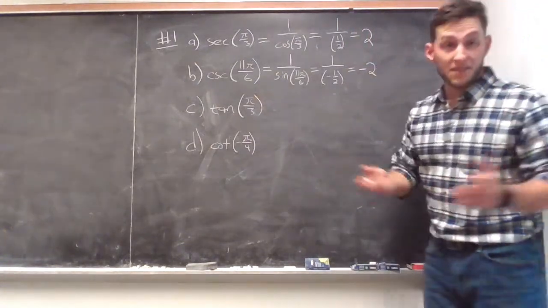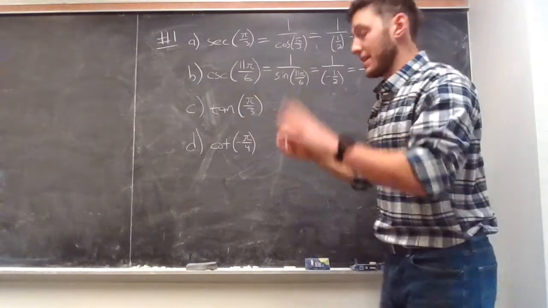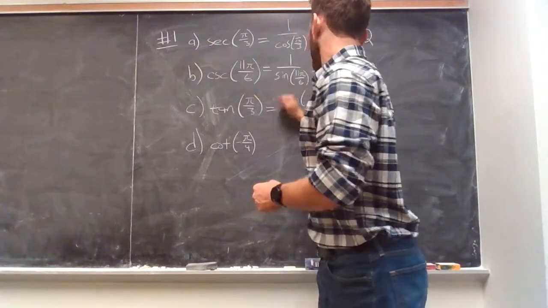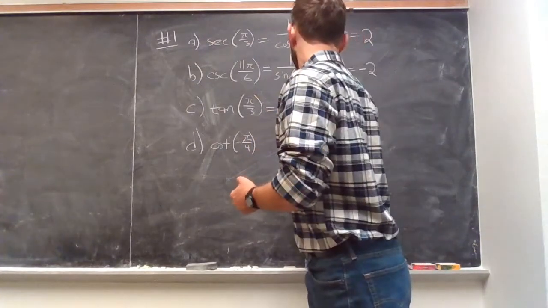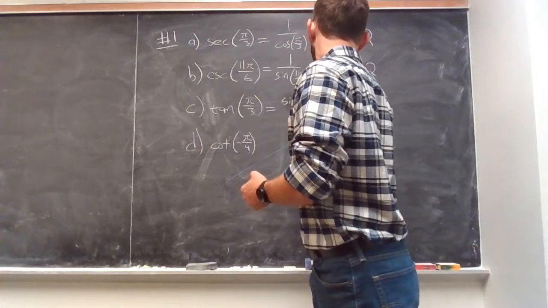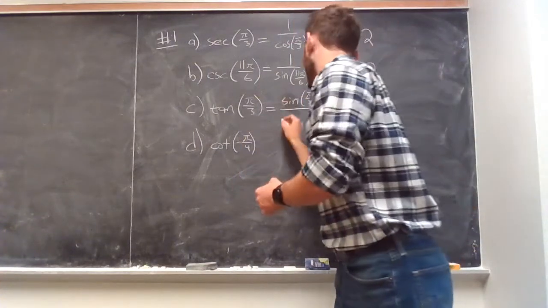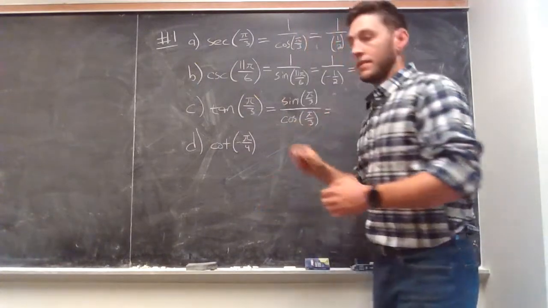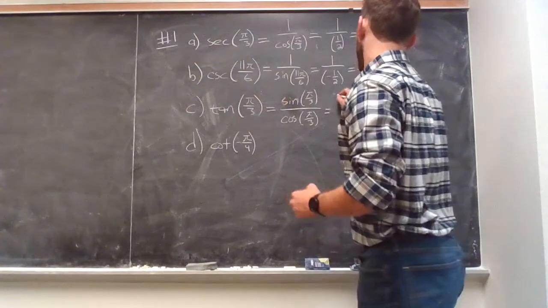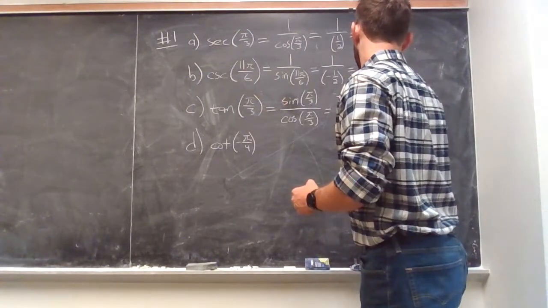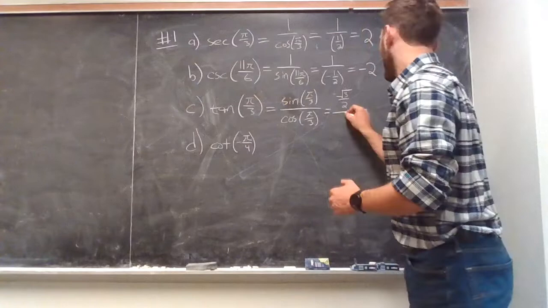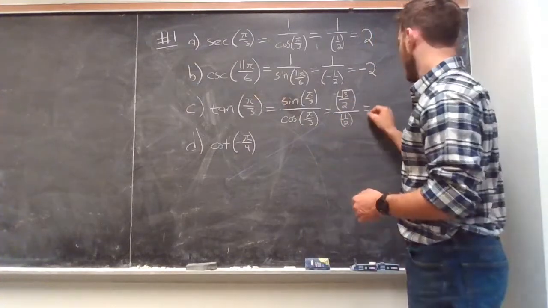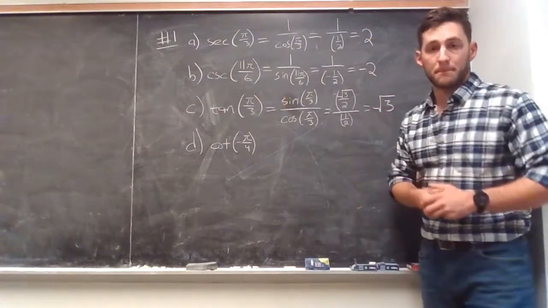Tangent of pi over 3, you might have this one memorized. It could be square root of 3, and that's just it. But just in case, tangent is always sine of your angle, pi over 3, divided by cosine of your angle. Well, sine of pi over 3, that is square root of 3 over 2, while cosine is going to be 1/2, leaving me with the answer, as we stated earlier, of square root of 3.